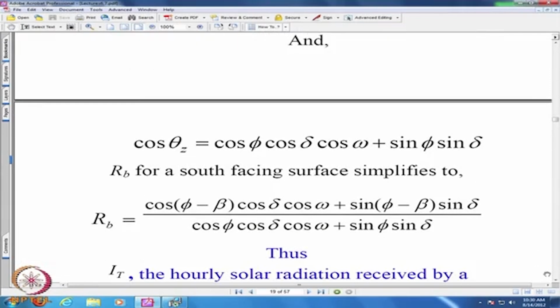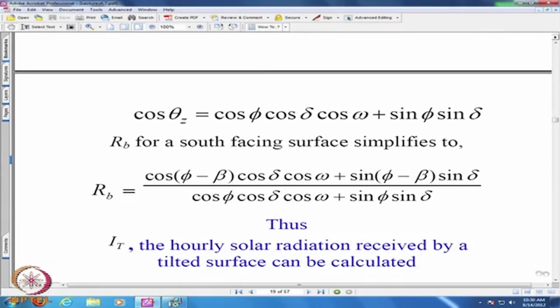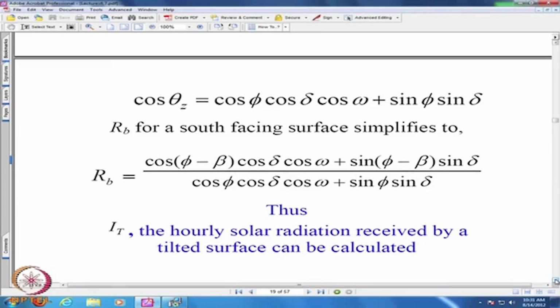So, for a south facing surface it is simpler. Now, you will find that if you put beta equal to 0, obviously these two things will be equal. It is the zenith angle, that is for a horizontal surface. So, in other words, a tilted surface at a latitude equal to phi behaves like a horizontal surface at another latitude phi star equal to phi minus beta.